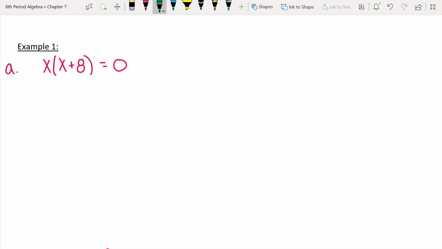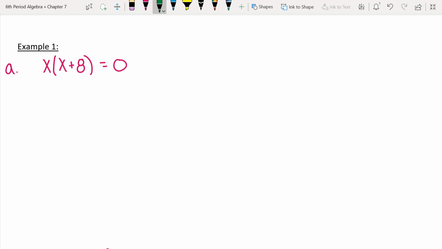The left side of our equation is in factored form, meaning I do not have any coefficients, so any numbers in front of my expression being multiplied, and I don't have anything being added or subtracted afterward. So we're okay. This is factored form, and one side equals 0.